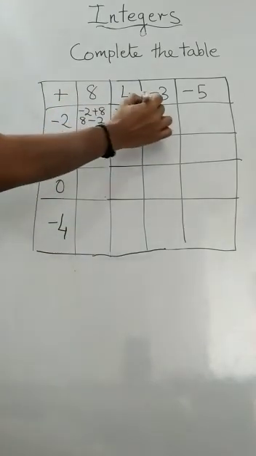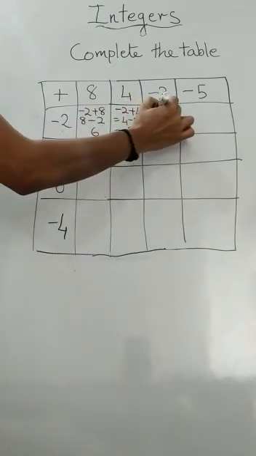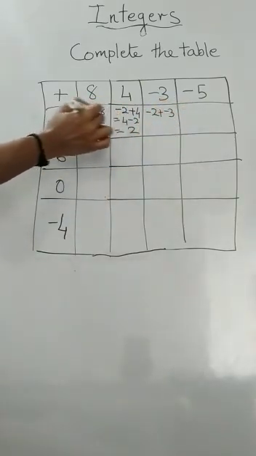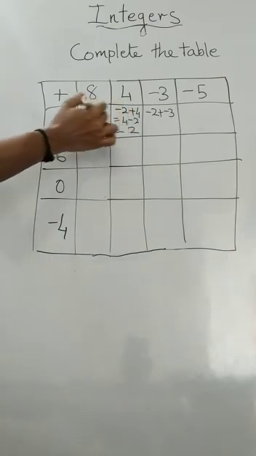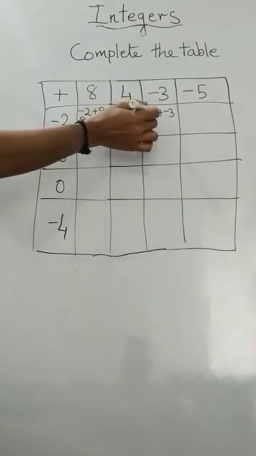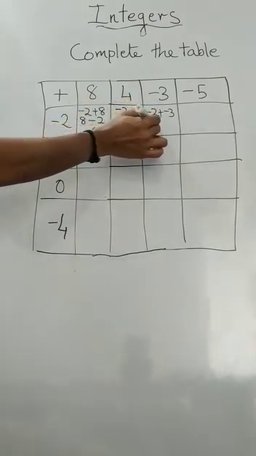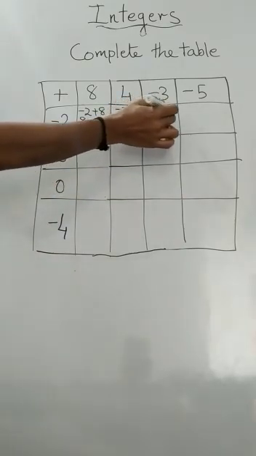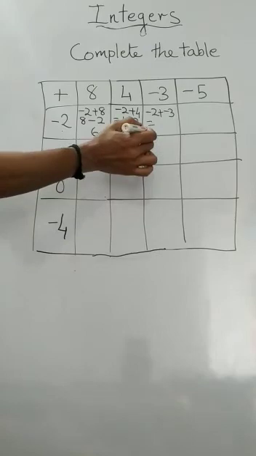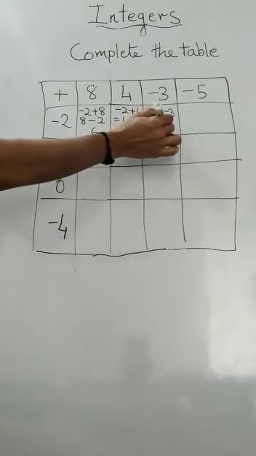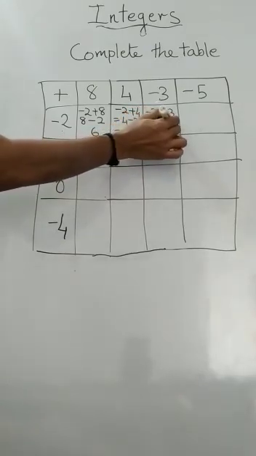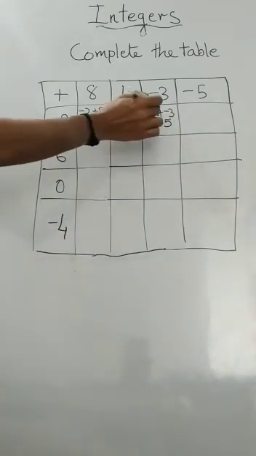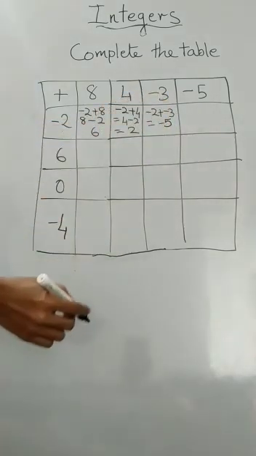Next, minus 2 plus minus 3. Here, in both these earlier cases, you are subtracting. But here, what is it? Both are negative numbers. So you will add just the numerals. That is 2 and 3. If you add, how much will you get? 5. So you will put a negative sign for the 5. That is, minus 2 plus minus 3 will be minus 5.